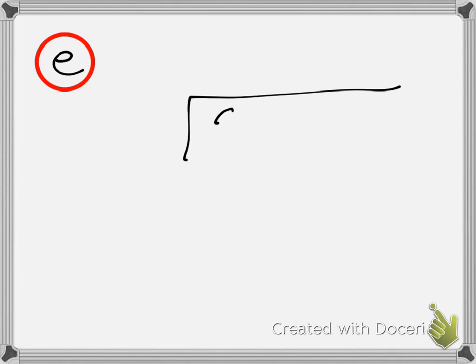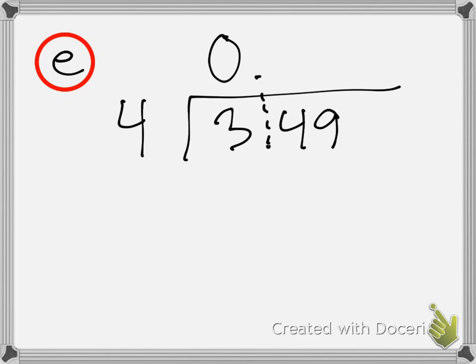Let's look at E. 3.49 divided by 4. Is our quotient going to be less than 1 or more than 1? Less. Exactly. Our divisor is bigger. We bring up our decimal. Does 4 go into 3? No. How many times does 4 go into 34?